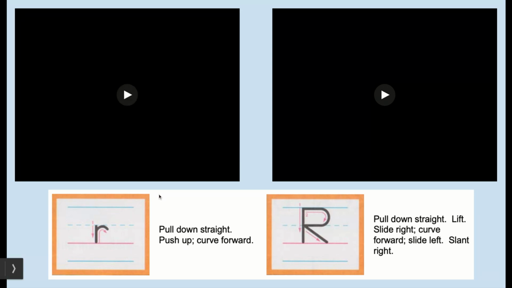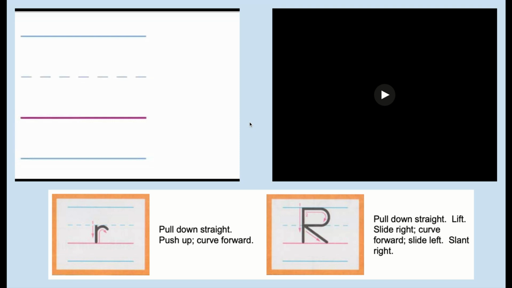All right, let's watch again. Get your pencil ready and practice along with the video. Lowercase r. 1. Pull down straight. Push up. Curve forward. Lowercase r.